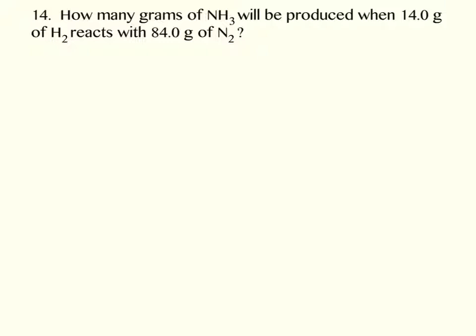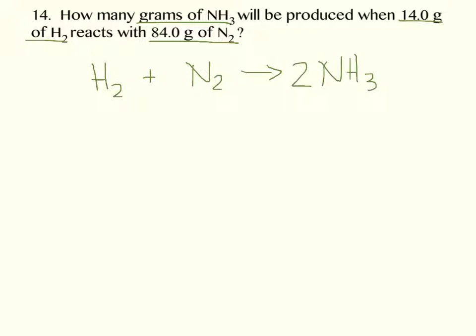Number 14. How many grams of NH3 will be produced when 14.0 grams of hydrogen reacts with 84.0 grams of nitrogen? First thing we want is a balanced chemical equation. So NH3 is going to be produced when hydrogen reacts with nitrogen. So hydrogen and nitrogen are going to go on the left-hand side, or the reactant side, of a reaction. NH3 will go on the right, the product side. Let's balance that to get the hydrogens and nitrogens both balanced, and write down your information. Underneath NH3 is question mark grams, underneath hydrogen is 14.0 grams, underneath nitrogen is 84.0 grams.